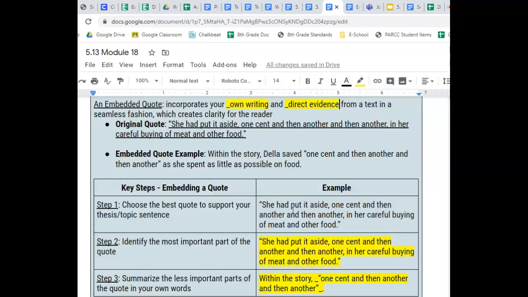Right? So step two is within that quote, I'm actually going to look for what are the words within this quote here that are actually most important. And when I think about that, I want to think about the impact of money and how careful she was with it. So this part right here, where it says "1 cent and then another," this is important because it shows just how much she saved and how much importance she gave to saving. And I want you to go ahead and bold this at the top. That is the most important part of the evidence here.